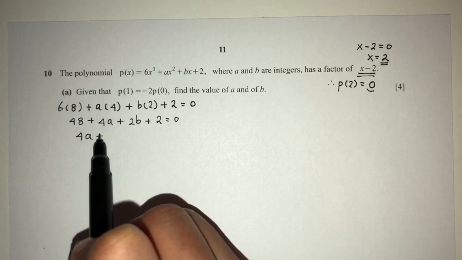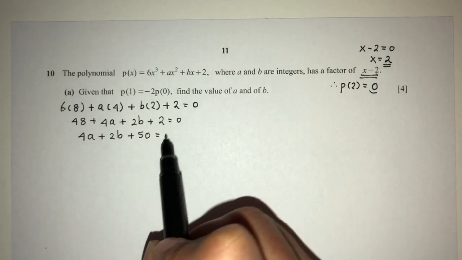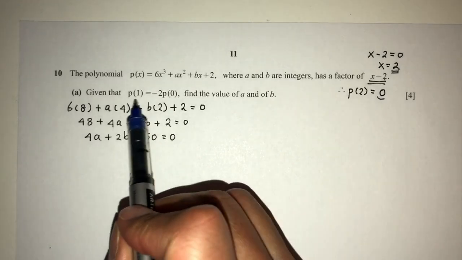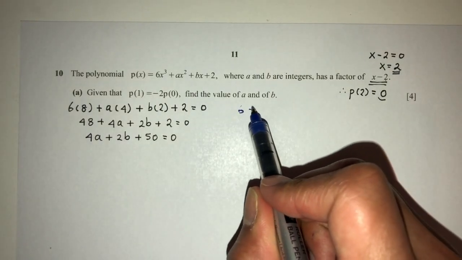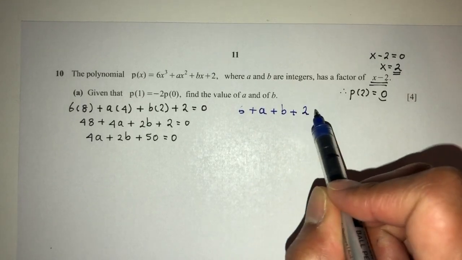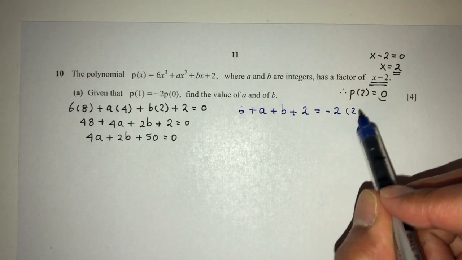So 4a plus 2b plus 50 has to be 0. This is my first equation. Let's move on to the next one. So here we have this one. P of 1 is 1. 6 times 1 is 1, plus a plus b plus 2. That is minus 2. P of 0 will be just 2.